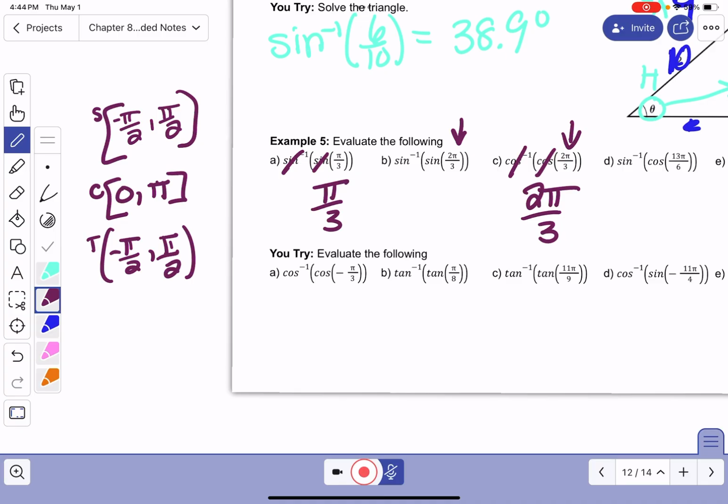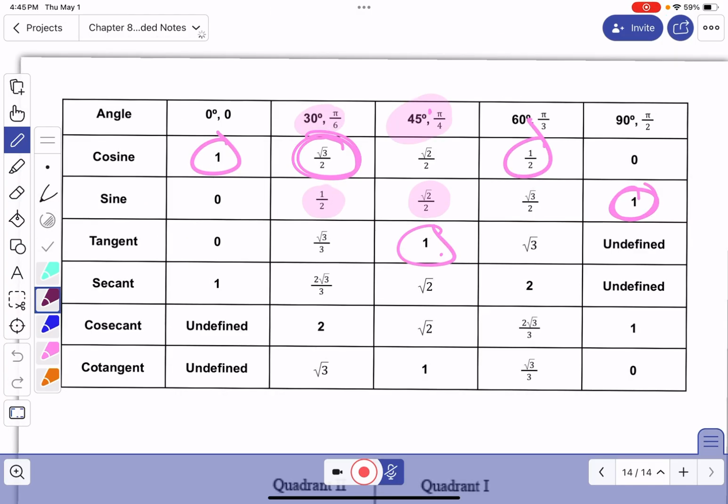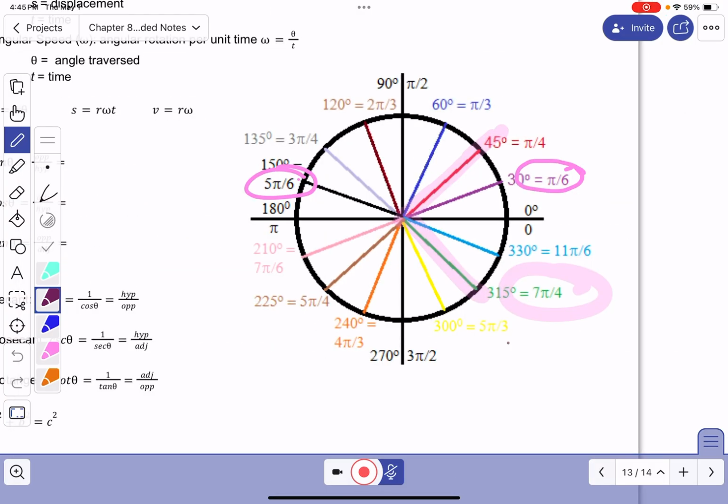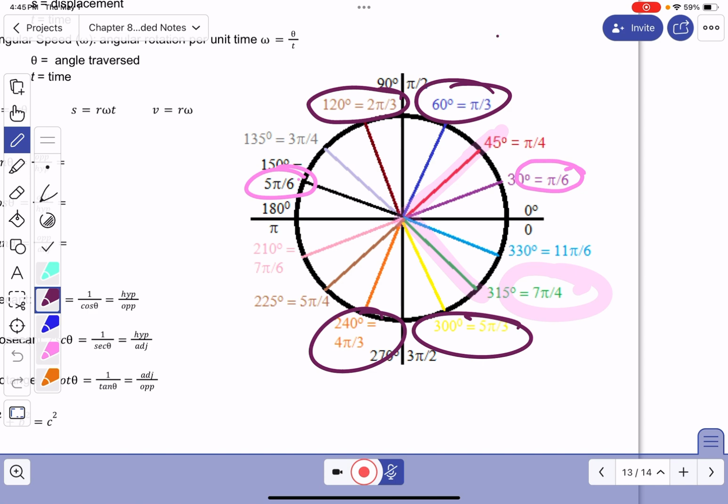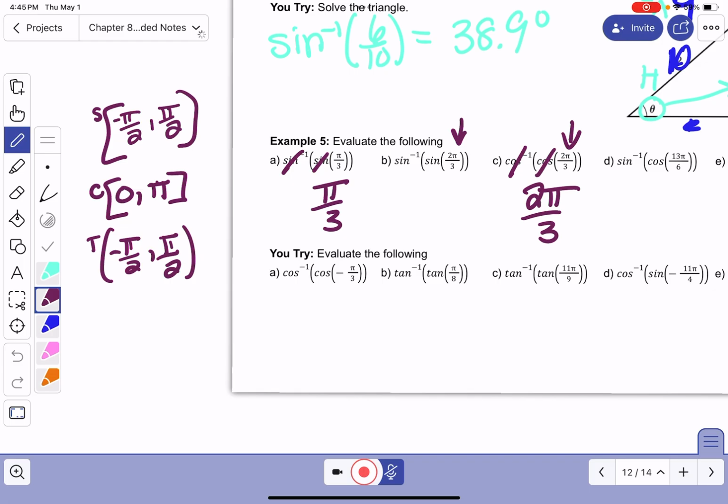2 pi over 3 is not in sine's range. So we have to figure out which one is. So we can look at our table. We can say, all right, 2 pi over 3 is here. So it's one of these 4. So sine is positive there. And because it was positive in here, then we're going to say, oh, that must equal pi over 3.